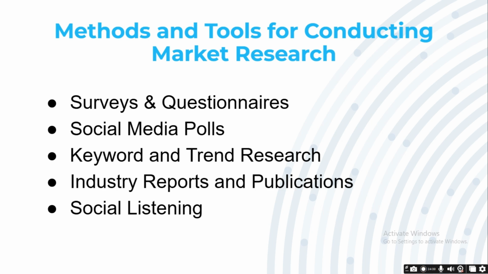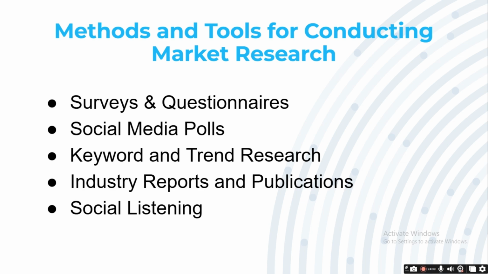C. Keyword and trend research. Use when you want to see what people are searching for. Tools: Google Trends shows search popularity over time. Answer the Public reveals common questions people ask. SEMrush or Ubersuggest for keyword ideas. Example: Search social media marketing on Google Trends to see whether interest is growing.